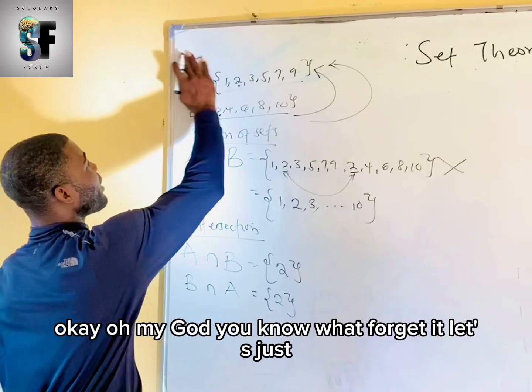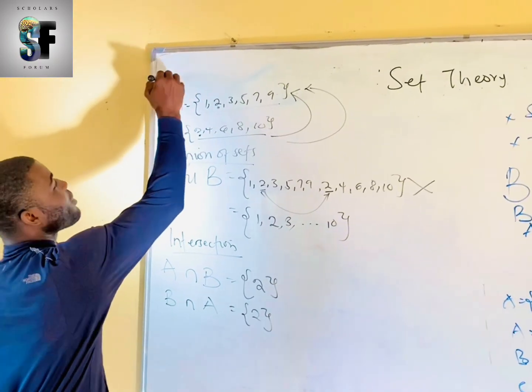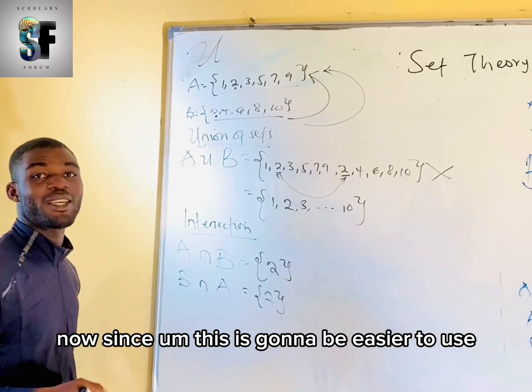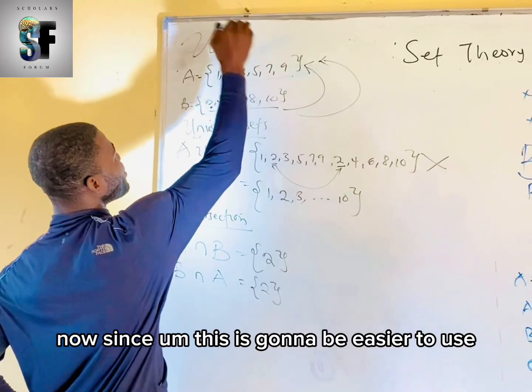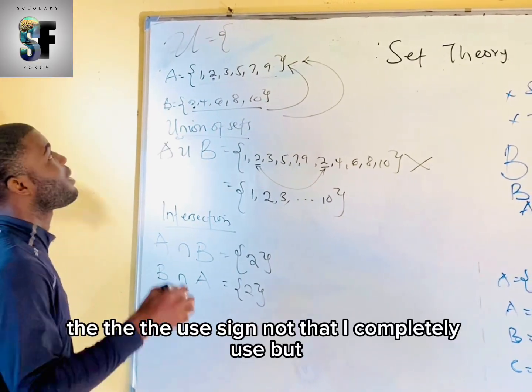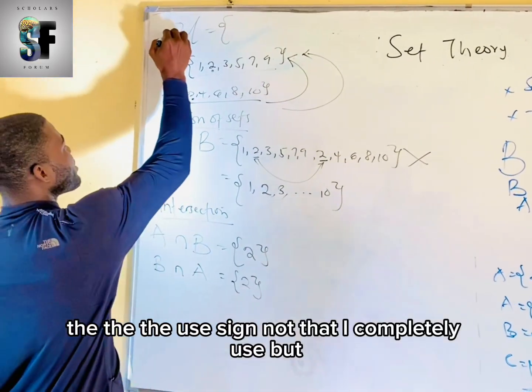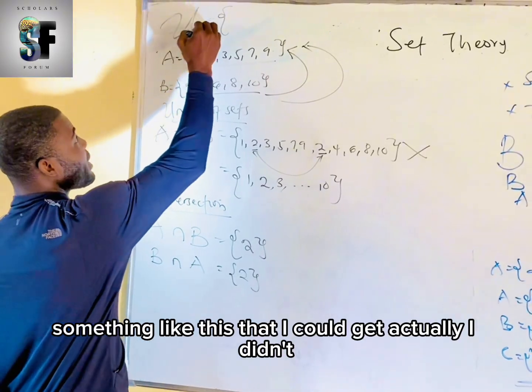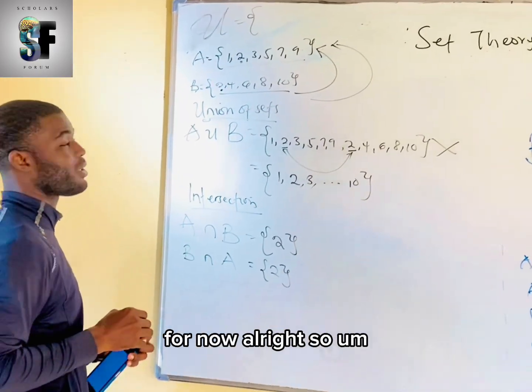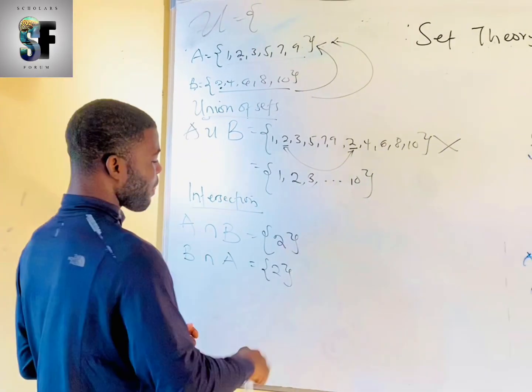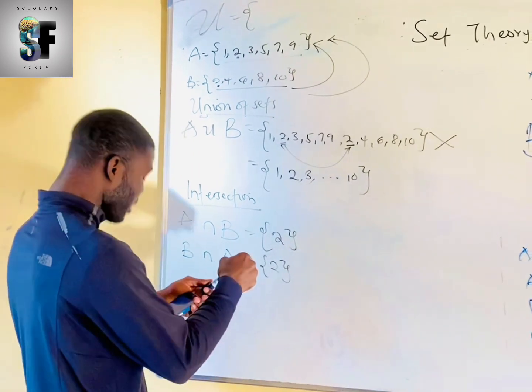Okay. Oh, I got. You know what? Forget it. Let's do this. Yes. Now, since this is going to be easier to use, we will keep using this instead. Not like I completely use it, but something like this, the corrected. Actually, I didn't know calligraphy in school, so we'll just suspend that work for now. Alright, so yes, let me check on my phone. Hold on for me.